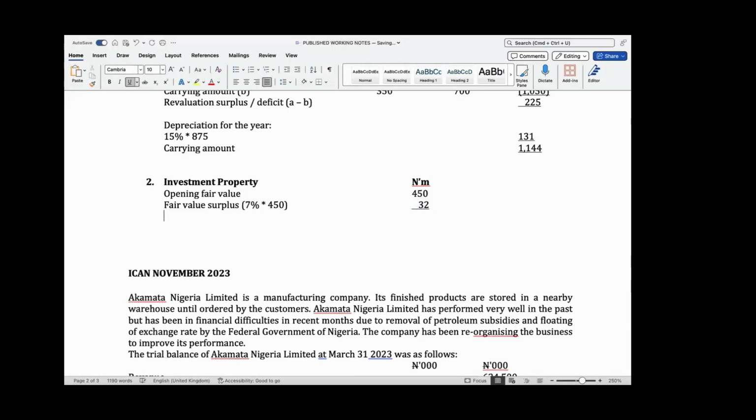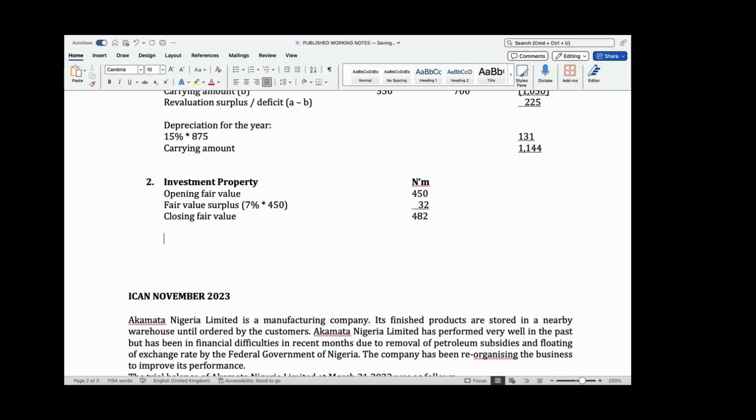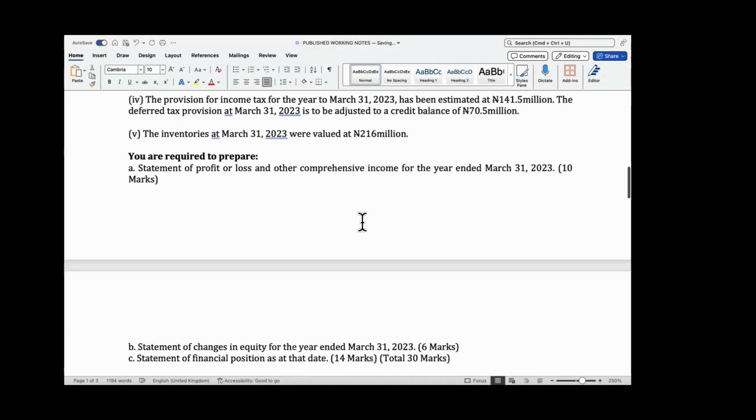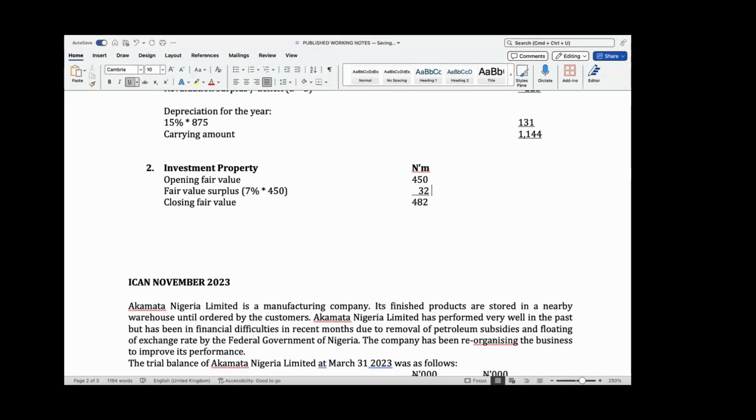So that means the new value, the closing fair value of these assets, is how much? It's 482. And that's all for this one. And you need to know that this one will be recognized in your POL as income, as other income. Take it to POL.